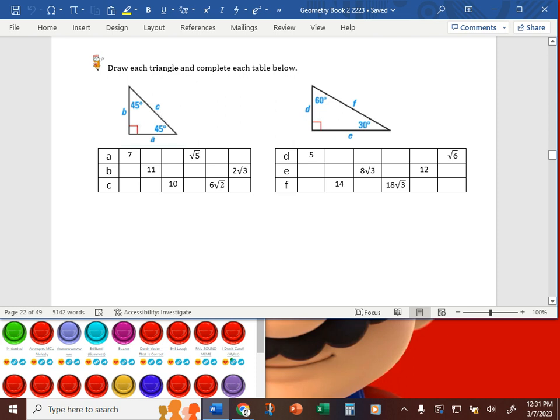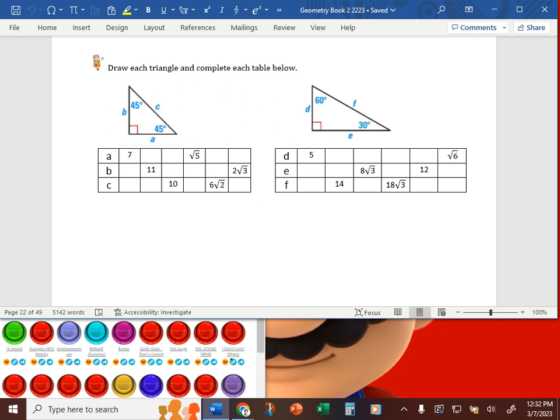So rather than drawing out a whole bunch of 45, 45, 90 or 30, 60, 90 triangles, I instead gave you a base ratio one, and then a chart saying if A is 7, what's B, what is C? If B is 11, a new triangle now, what's A, what is C? A new triangle. If C is 10, what's A and what's B?